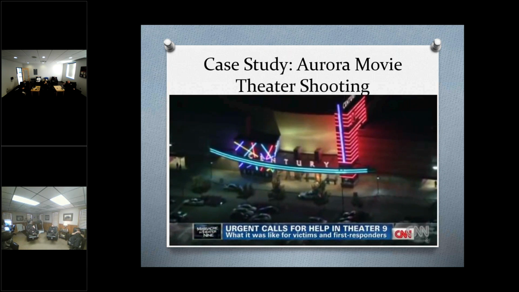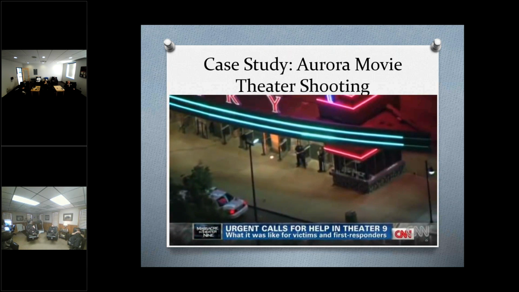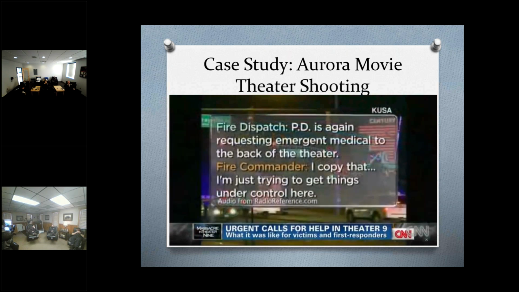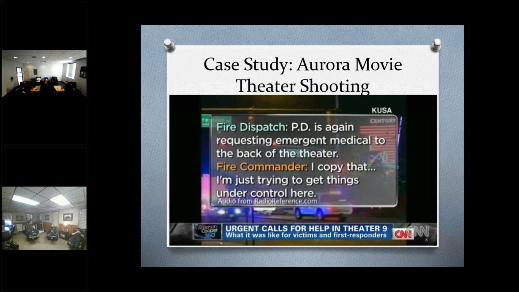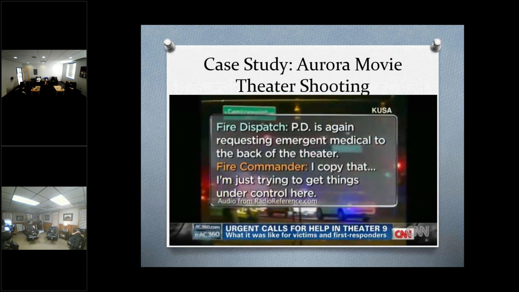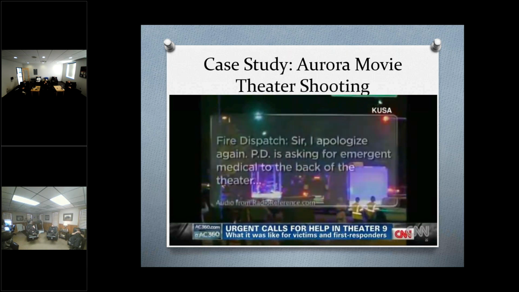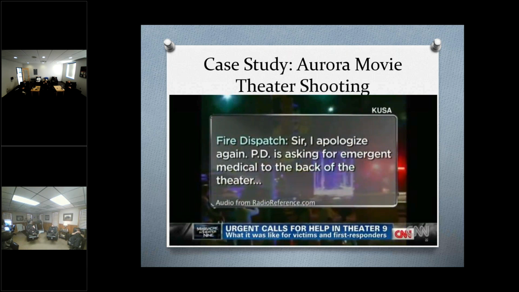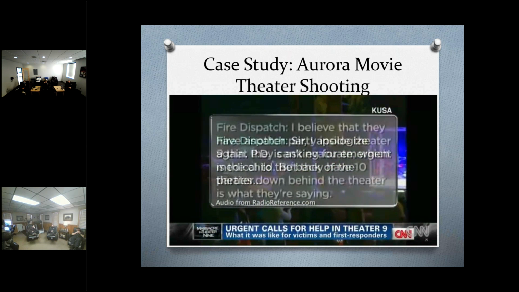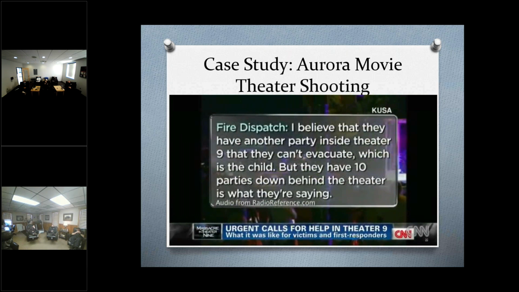Remember the child police say is in desperate need of a medic? Another request for help goes out. PD is again requesting emergent medical to the back of the theater. I copy that. I'm just trying to get things under control here. And another. I apologize again. PD is asking for emergent medical to the back of the theater. I believe that they have another party inside Theater 9 that they can't evacuate, which is the child, but they have 10 parties down behind the theater, is what they're saying.